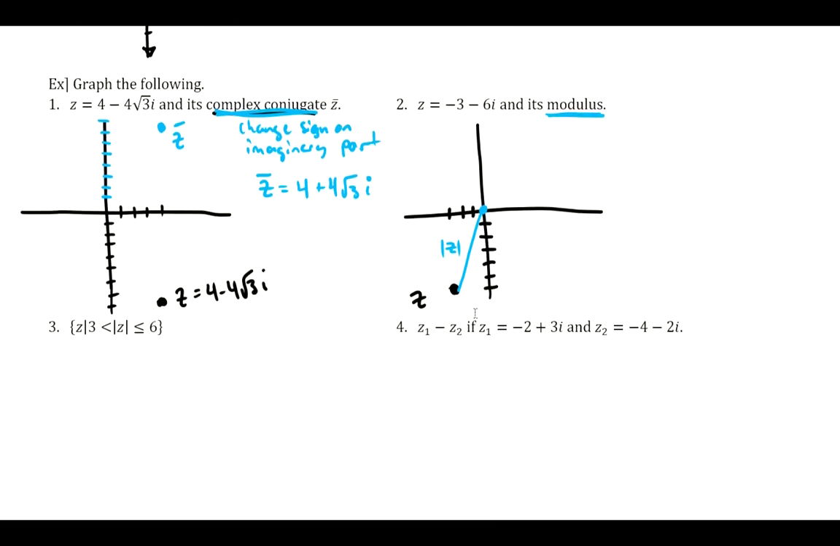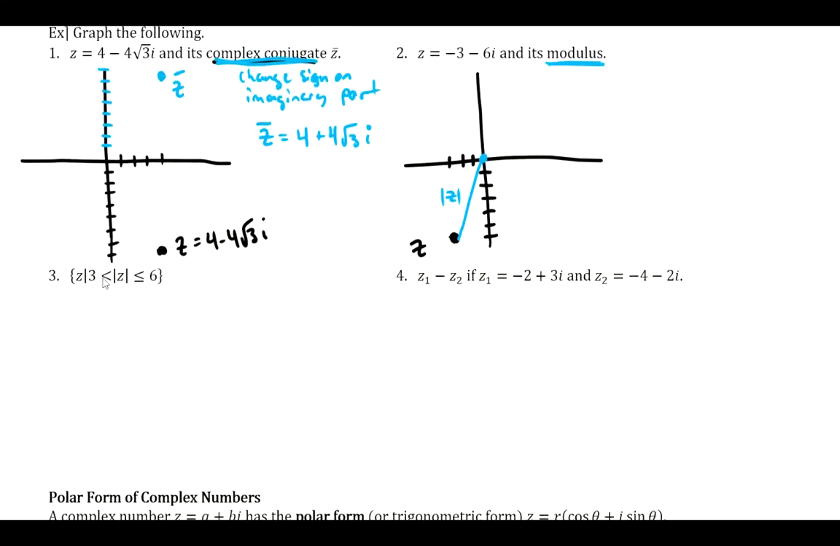Number 3, okay, so here we get a little bit of a different scenario. In this expression, they use set builder notation, is what this means. They're saying the absolute value of z, so that's the absolute value of z, but we just said it's the distance. So it's saying the distance from the origin is between 3 and 6.